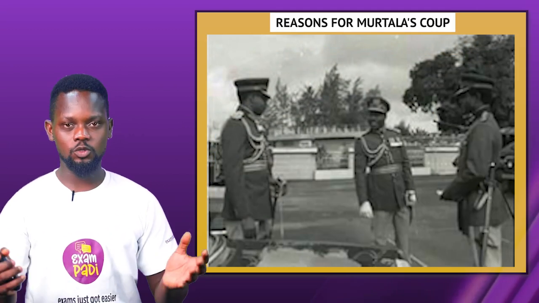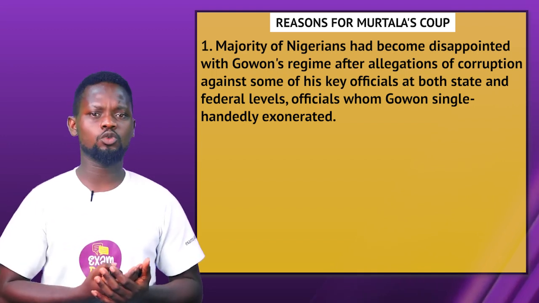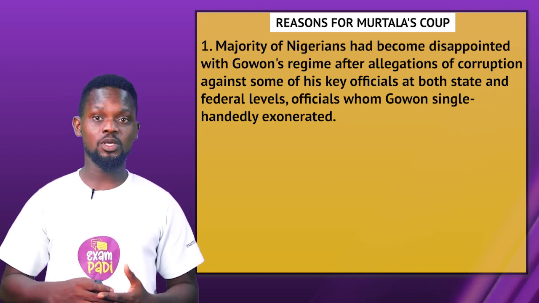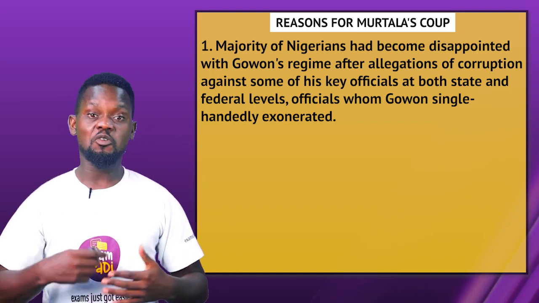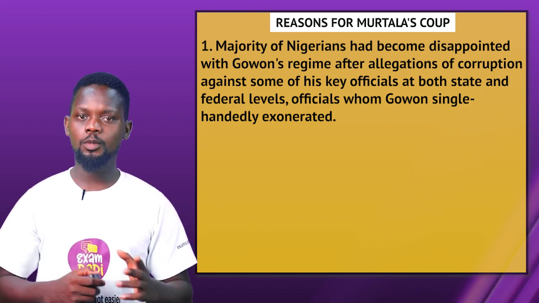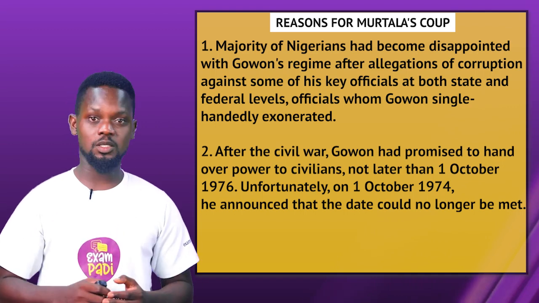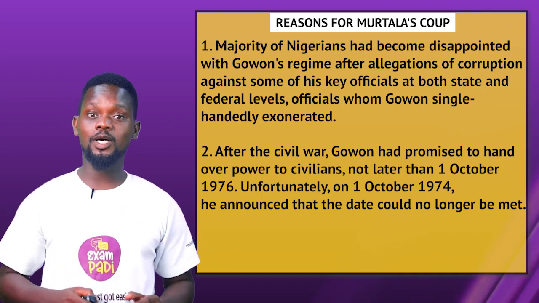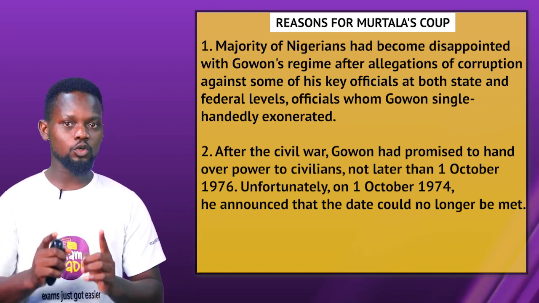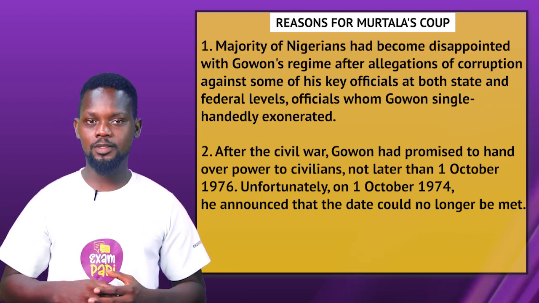What are the reasons for Murtala's coup? Number 1. Majority of Nigerians had become disappointed with Gowon's regime after allegations of corruption against some of his key officials at both state and federal levels, officials whom Gowon single-handedly exonerated. Number 2. After the Civil War, Gowon had promised to hand over power to civilians not later than the 1st of October 1976. Unfortunately, on the 1st of October 1974, he announced that the date could no longer be met.